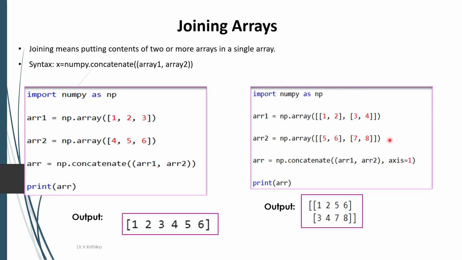Likewise, we have another example where we have two arrays like 1, 2, 3, 4 and 5, 6, 7, 8. Here it has not just been concatenated, it is also mentioned as axis equal to 1. By default axis equal to 0, which represents the row. When we give axis equal to 1, it represents the column. So it is 1, 2, 3, 4 and 5, 6, 7, 8. So we are joining as two columns.